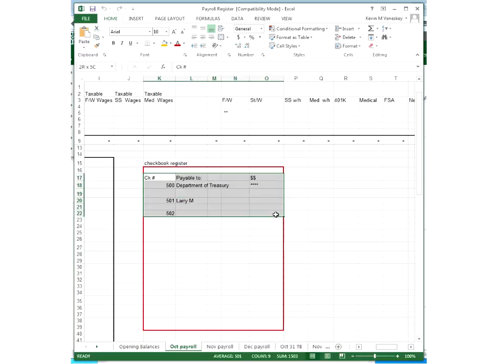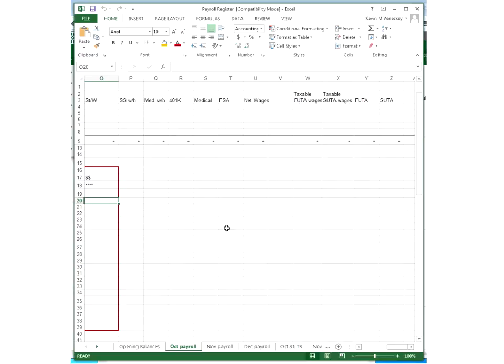So once you've filled out all of that, then we're going to give you a starting point here for how I want the checkbook register to look. So your first check 500, we're going to write to the Department of Treasury. And I want you to indicate how much you paid the Department of Treasury when you sent in your monthly federal withholdings and FICA bill that was due. And then show me each employee, Larry on down, how much did you actually have to pay them and write a check for.